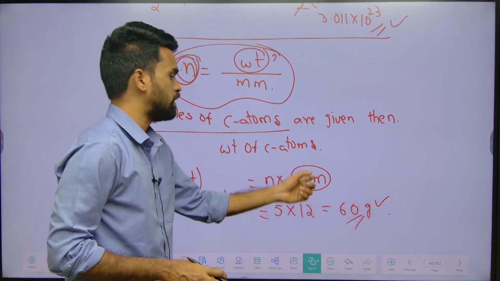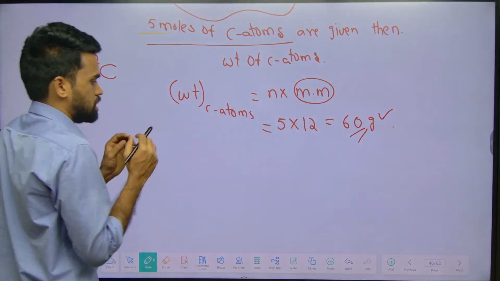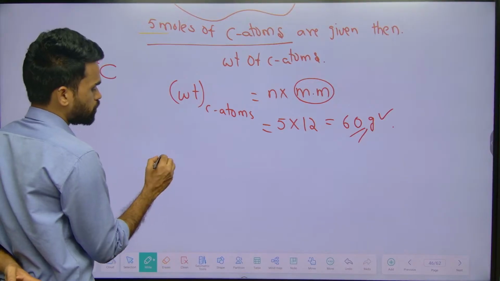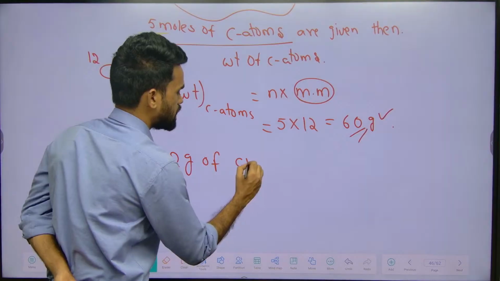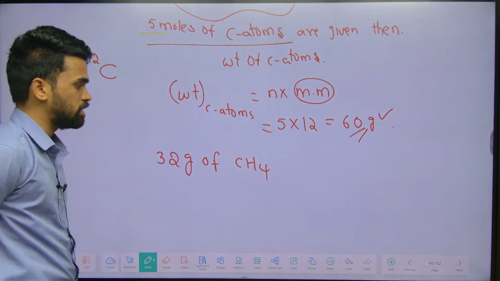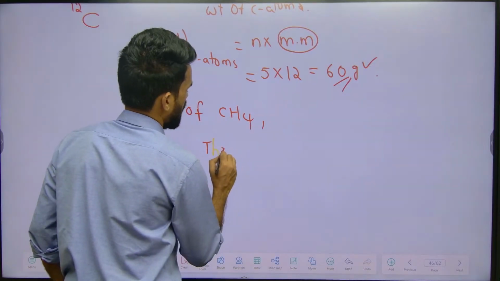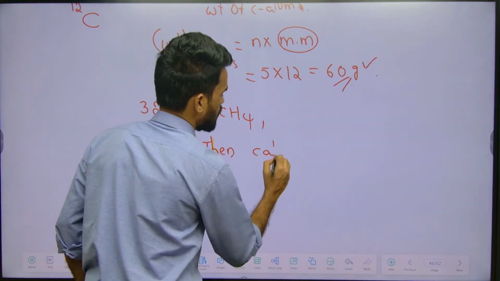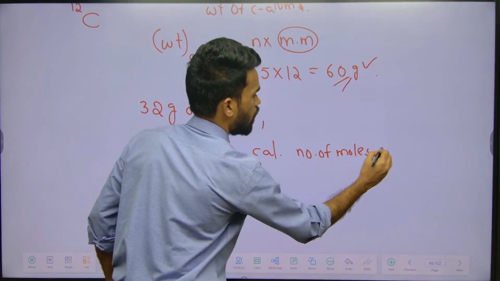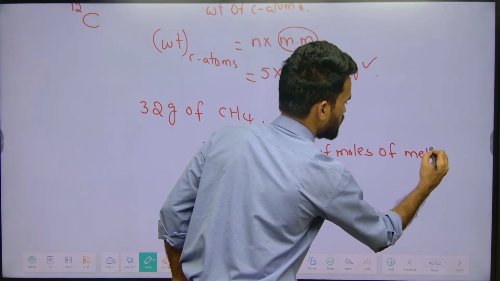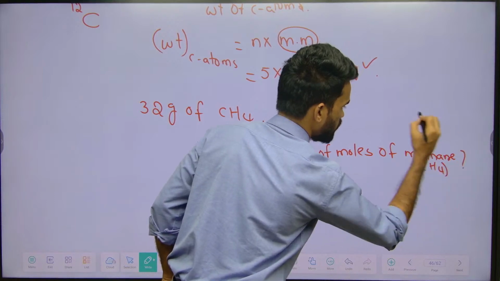Let us move forward with next level questions, a little more. I am giving you 32 grams of methane. Then calculate the number of moles of methane. This is the first question. Methane means what is the formula? CH4. Number of moles of methane.